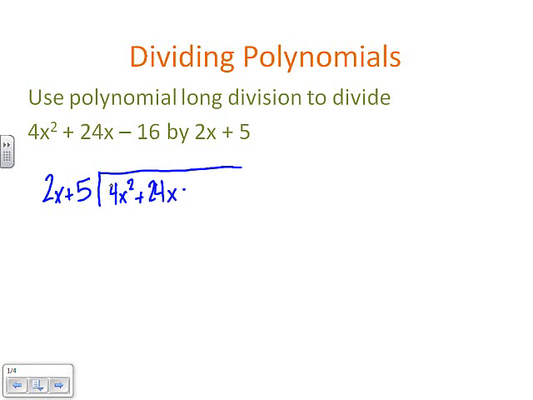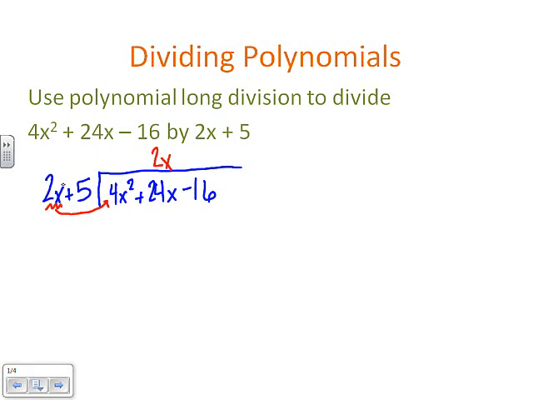plus 24x minus 16. To start off, we want to know how many times will 2x go into 4x squared. So what do we need up here that when multiplied by 2x will make 4x squared? So 2 goes into 4 2 times. X goes into x squared x times. You are not concerned with the plus 5 or any of the other terms. You're always taking the first term into the first term.